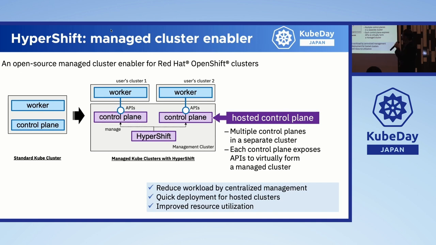The second benefit is that the managed cluster, or user's cluster, can be deployed quickly because basic resources like network or storage have already been deployed as part of the management cluster. What we need to do is just deploy the control plane components like API server and so on, so it can reduce the time for deployment. And finally, improved resource utilization. Similar to virtual machines and virtual machine monitors, many control planes can be packed into a single cluster, and it improves resource utilization.